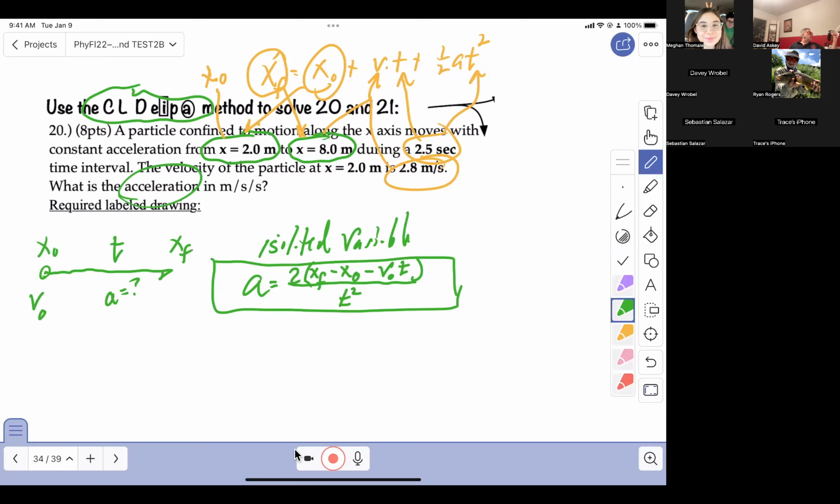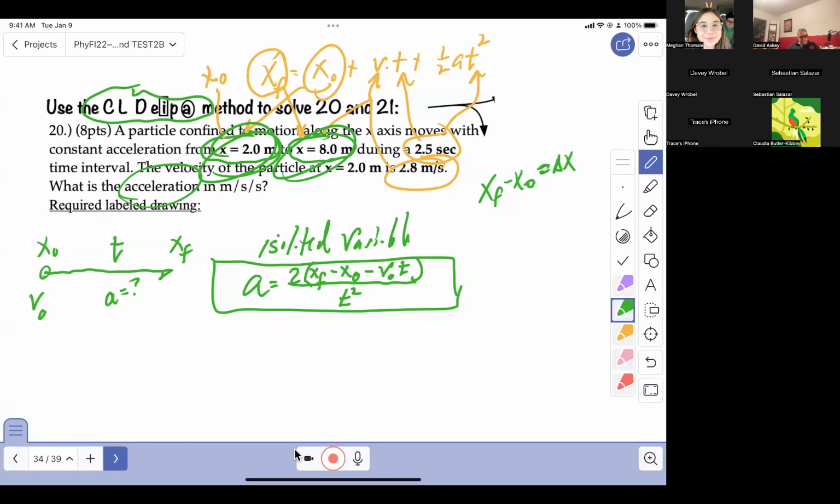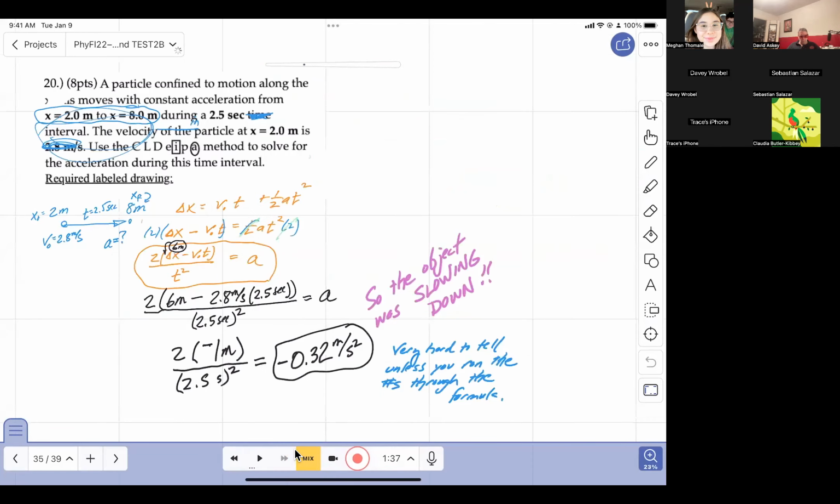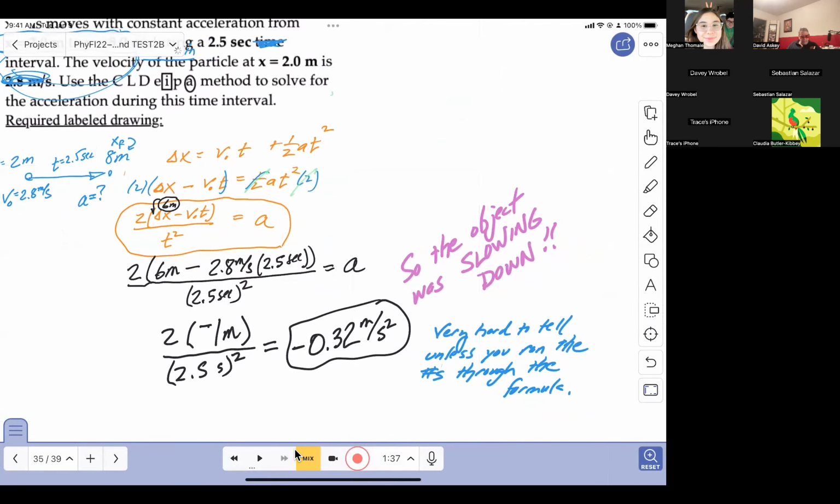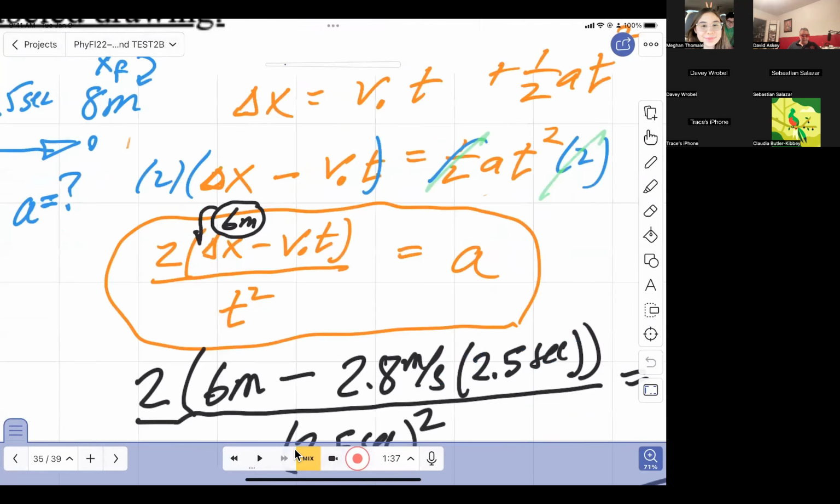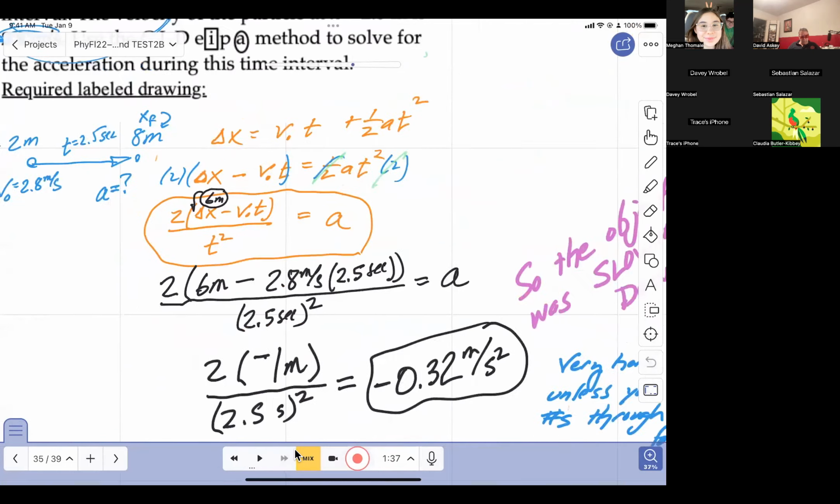Rafa says, instead of writing X final minus X naught, yes, of course, that's just delta X. I'm fine with that. The only reason I wrote it as X final minus X naught is because of the way it was written. I won't count off if you call that delta X. Okay, let's cut to the answer. Here's what I did, and there's my box. Notice, Rafa, I also did delta X, so that's cool.